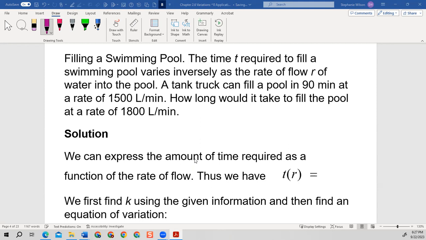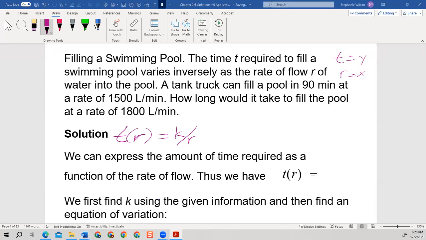So we can express the amount of time required as a function of the rate of flow. That's where we get this function, T of R is equal to, and that's supposed to be an R, k divided by R. So what happens? T becomes my y value and R becomes my x value. It's just a notation for representing what each part means. K is still my constant and we're wanting to find it.